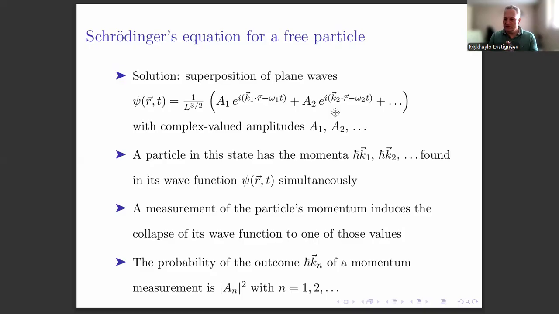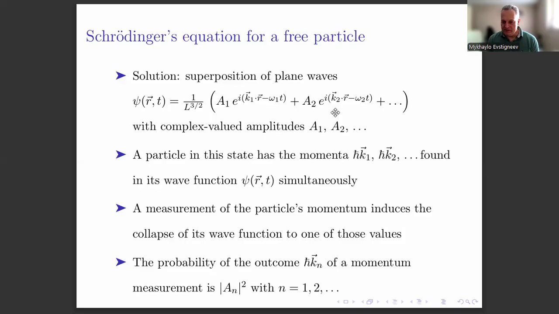And once the measurement is performed, at the moment of the measurement, the electron's wave function will collapse to only one momentum value, k1 and omega 1, for example, multiplied with h bar. And after the measurement, the wave function will remain in this single momentum, single energy state.